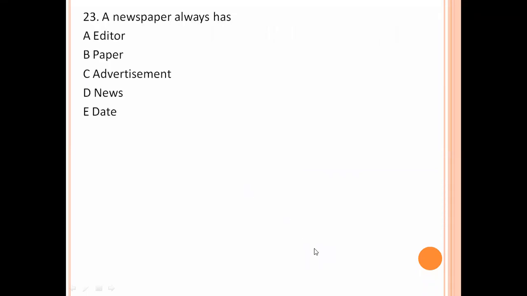A newspaper always has an editor, paper, advertisement, news, date. A newspaper always has an editor also, paper, advertisement, news, date. Date is there, news is there. So generally it consists of news. Option number D is the right answer. A newspaper has news.